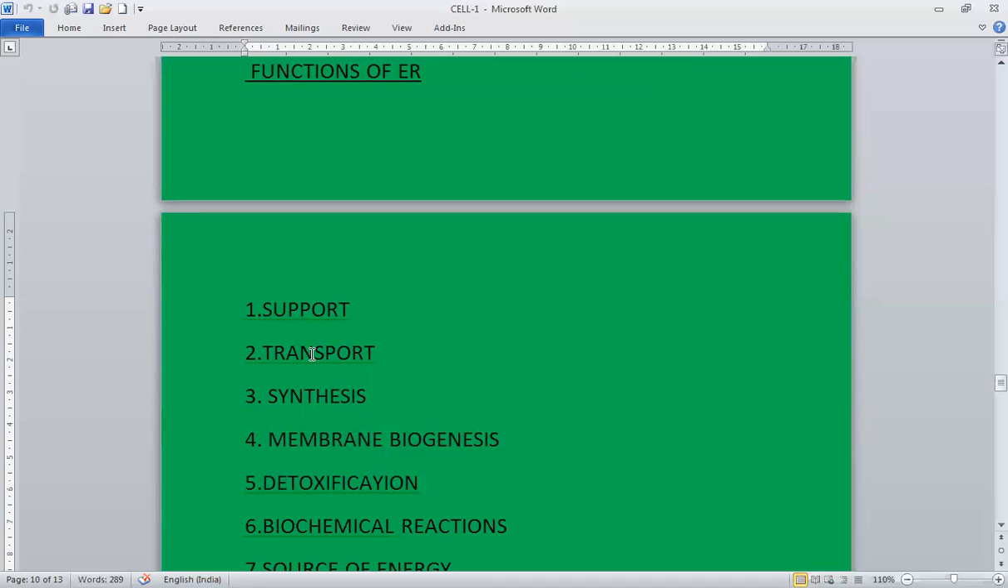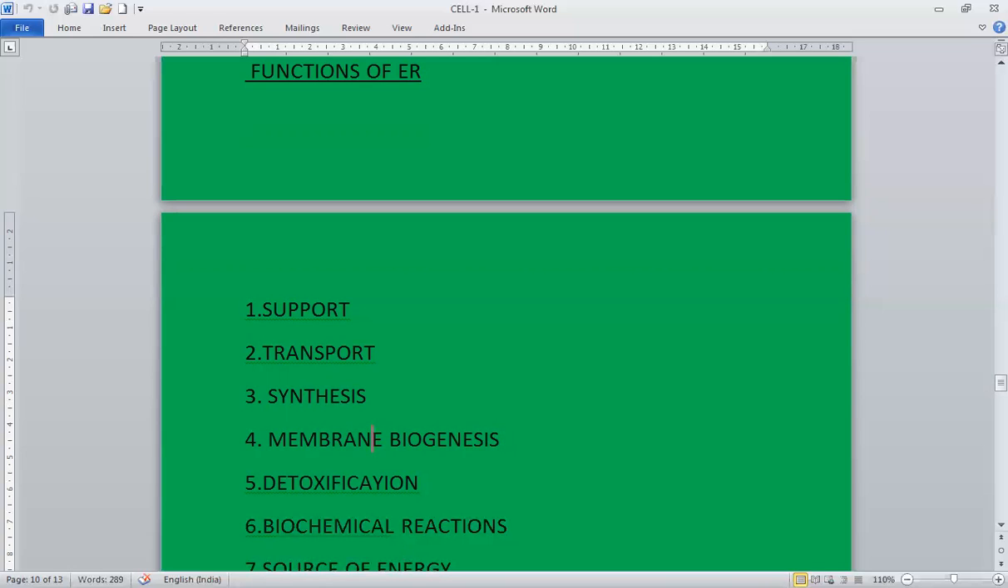It serves as a channel for the transport of materials between different parts of the cytoplasm or between the nucleus and the cytoplasm. Third function is synthesis. RER synthesizes protein while SER synthesizes lipids and fats. Then fourth is membrane biogenesis, which is a very important function. The proteins and lipids synthesized by the ER membranes help in the synthesis of cellular membrane. That is why it is known as membrane biogenesis. It helps in building the membrane.